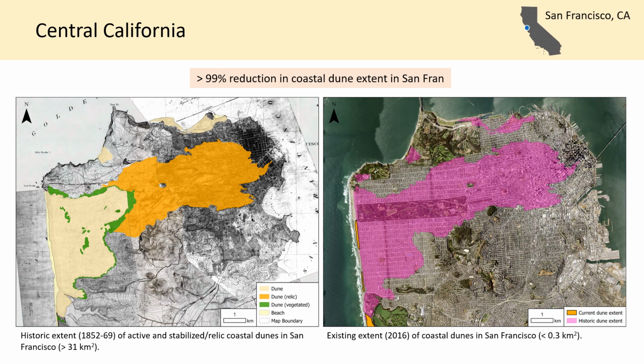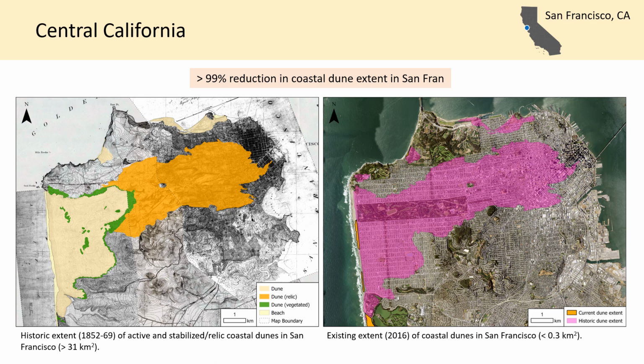The extent of dune loss since the mid-1800s is probably best shown in this image, which depicts the loss of dune extent in San Francisco from 1850 to 2016. And there's been, we estimate here, over a 99% reduction in coastal dune extent due mainly to urbanization.